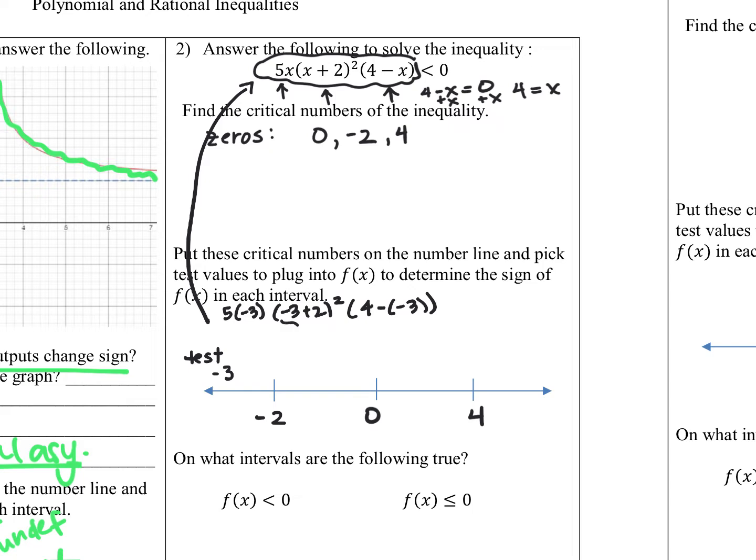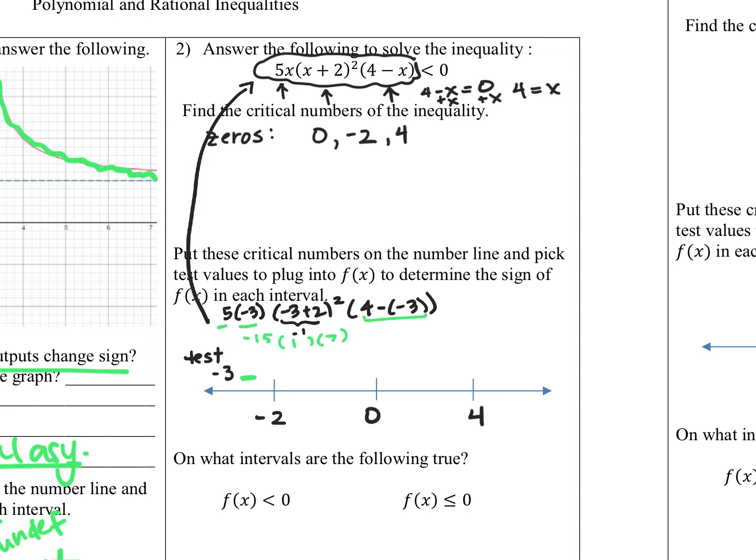So this is going to be negative 1, and then we're going to square that. Let's see, we'll do this together. 5 times negative 3, that's negative 15, times negative 1 squared, which is 1. And then lastly over here, 4 plus 3, that's 7. We don't actually need the total product. We just need to know if it's positive or negative. You can see it's going to come out to be negative.